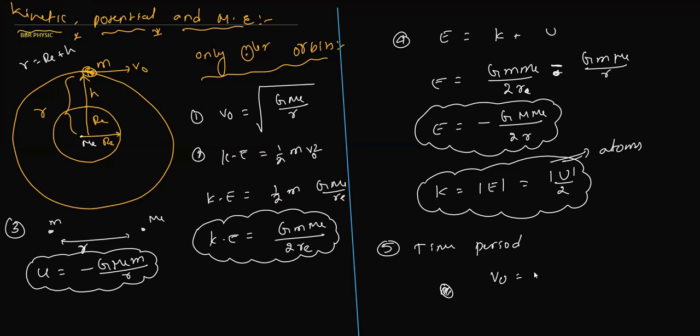V naught equals displacement upon time. It is moving in a circular orbit, no? So it is 2 pi r upon T. So T can be written as what? T equals 2 pi r upon V naught. So V naught value we are having here.